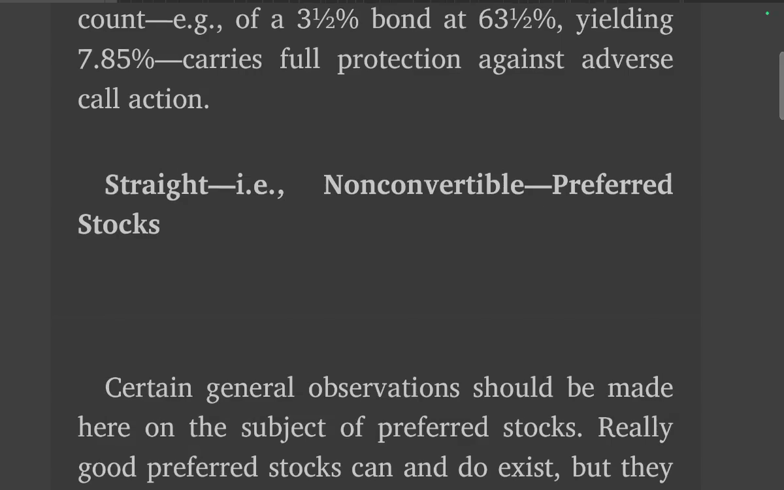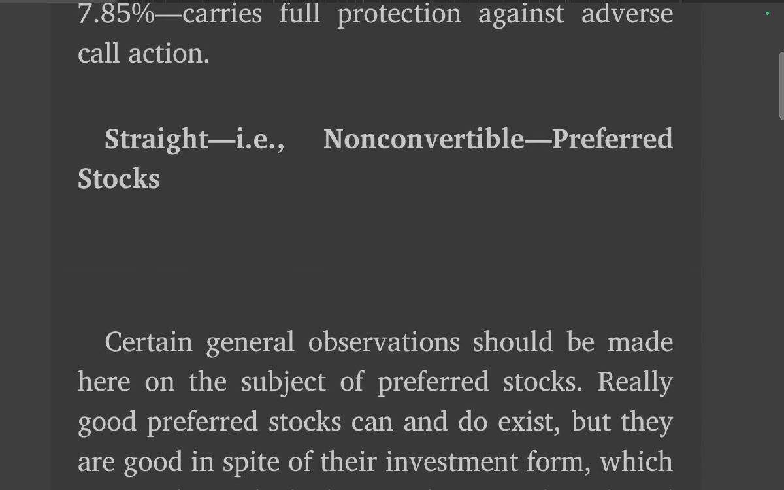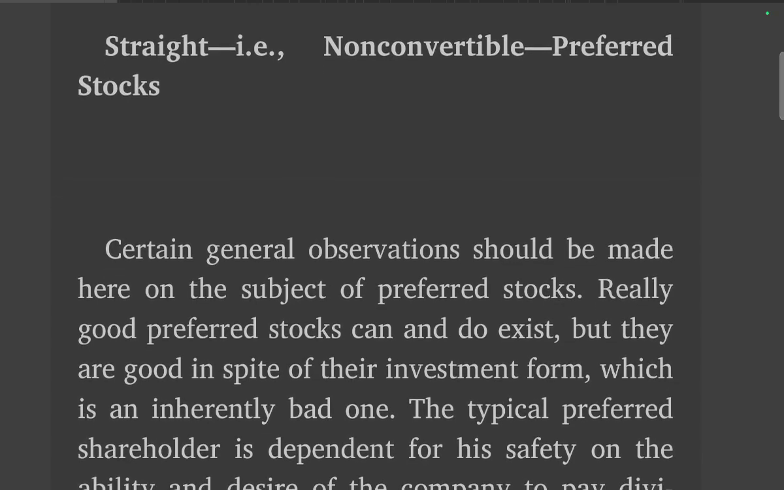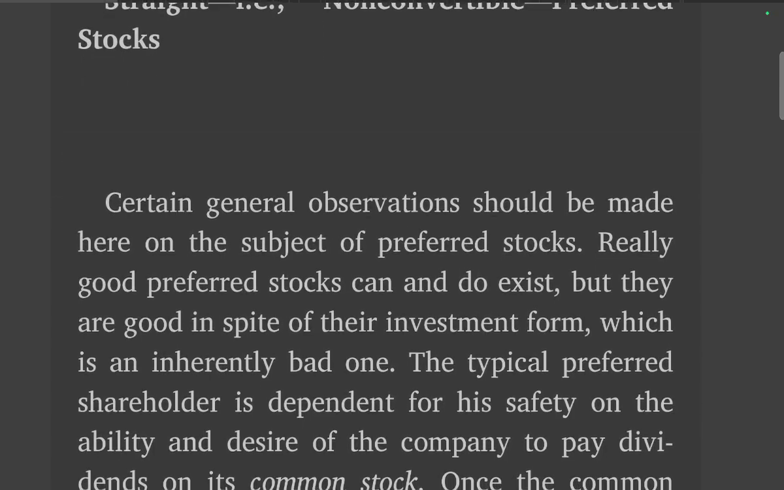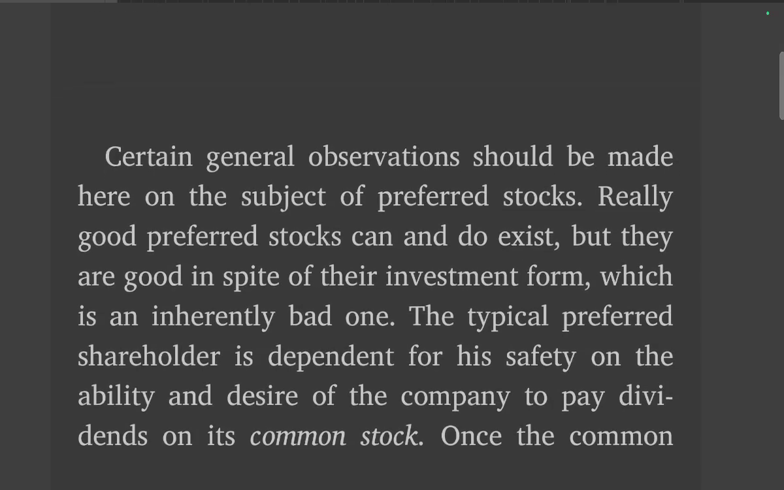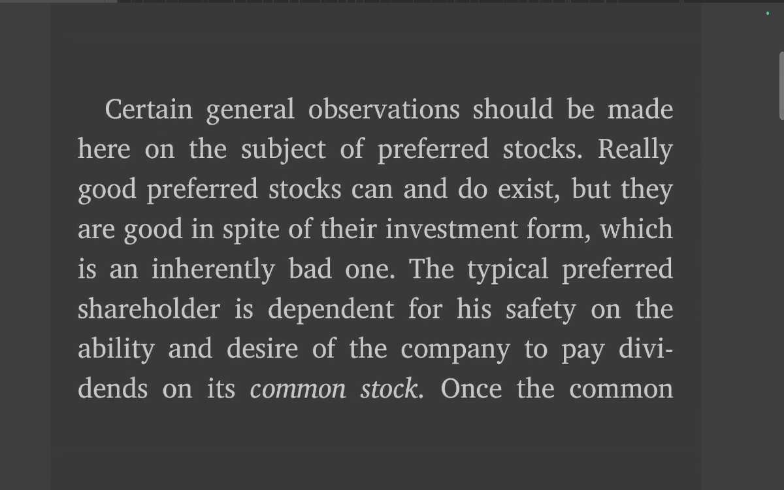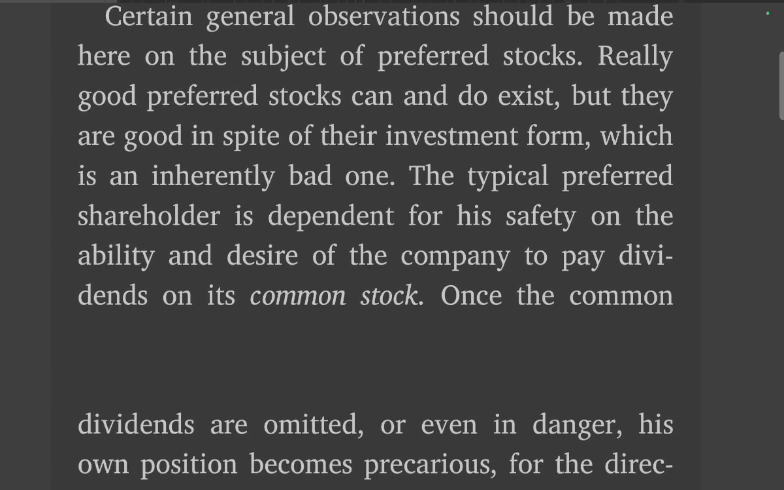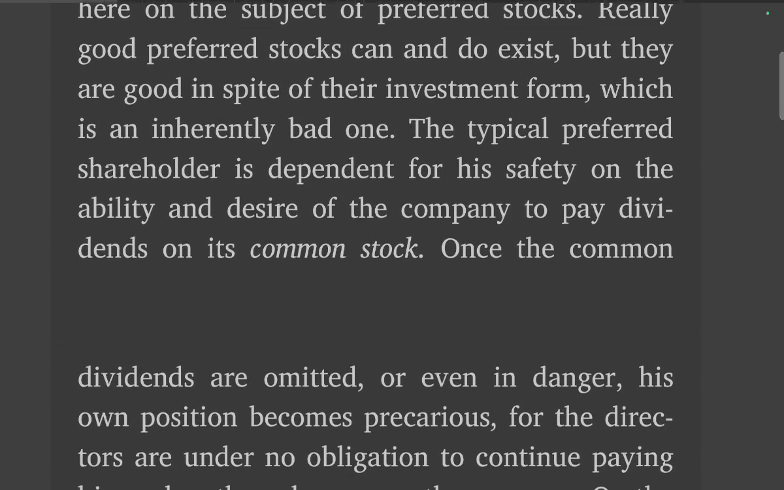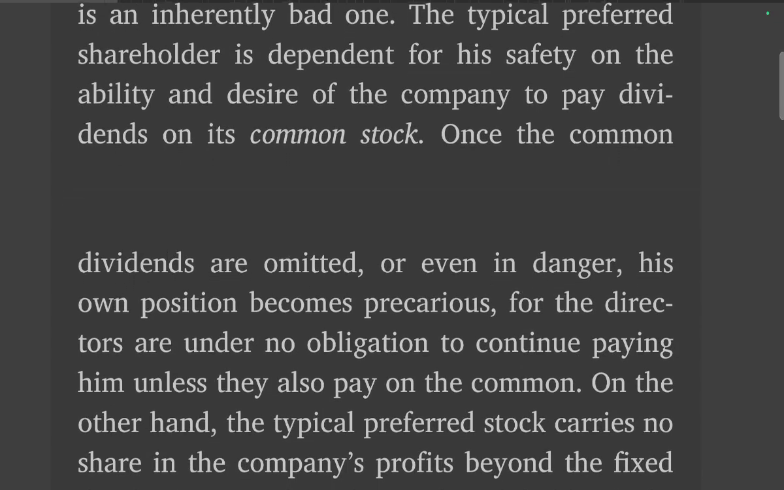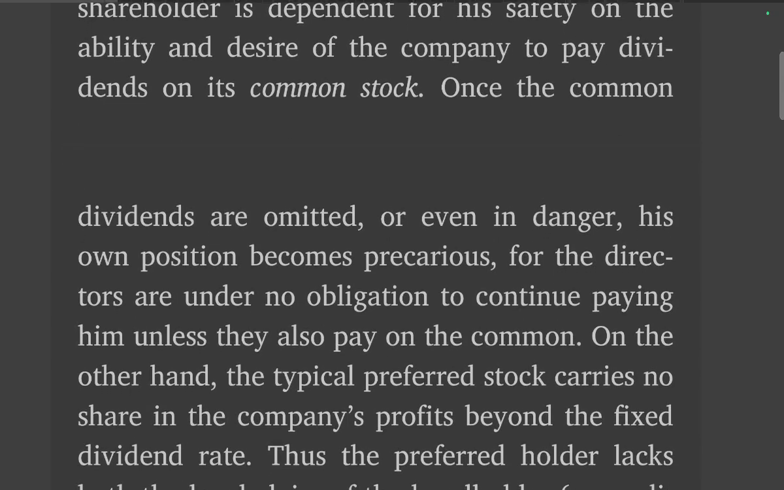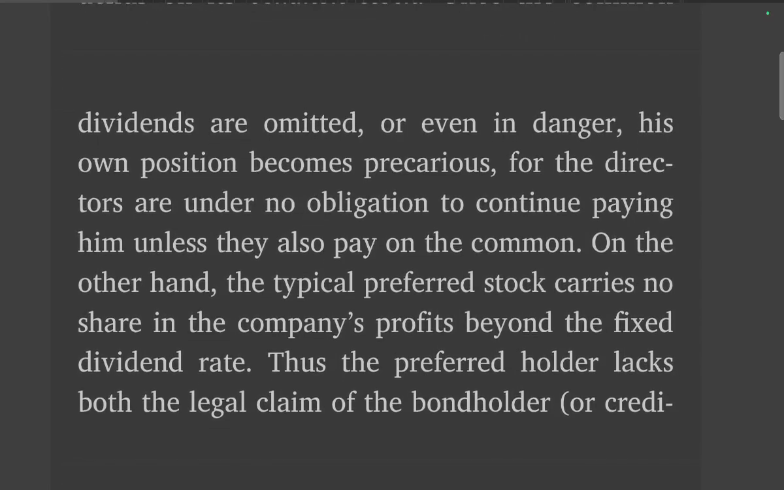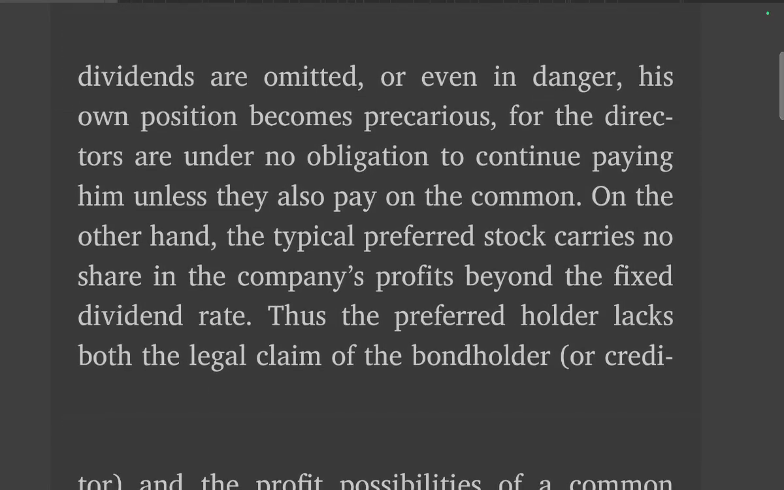Straight debt issues, non-convertible preferred stocks. Certain general observations should be kept in mind with respect to preferred stocks. Really good preferred stocks can and do exist, but they are good in spite of an investment form which is inherently bad. The typical preferred shareholder depends for safety on the ability and desire of the company to pay dividends on its common stock. Once the common dividends are omitted, or even in danger, his own position becomes precarious, for the directors are under no obligation to continue paying him unless they also pay on the common.